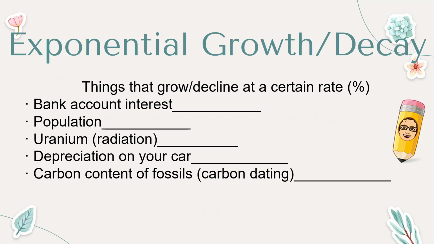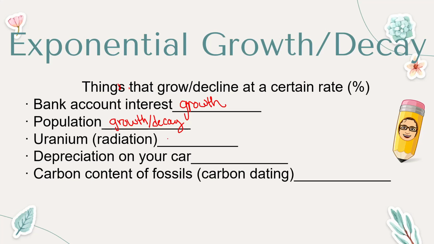There are things in the real world that grow and decay. For example, your bank account interest, that is exponential growth. It grows because you gain money every month or every quarter, depending on how it compounds. Population, that one could be either growth or decay, depending on what you're looking at. In the case of Bismarck, we were growing exponentially for a while there. That's why Legacy actually was built, to be honest.